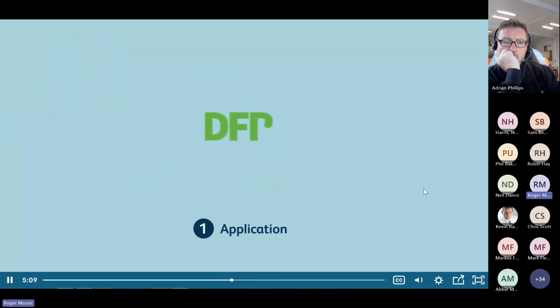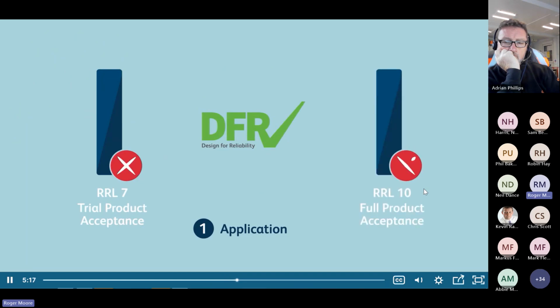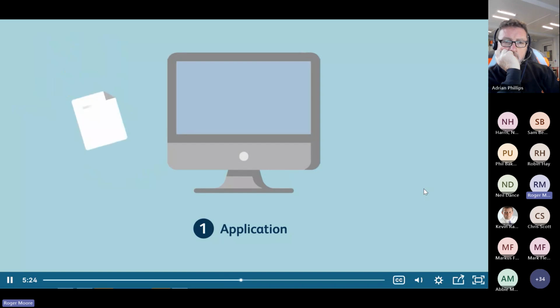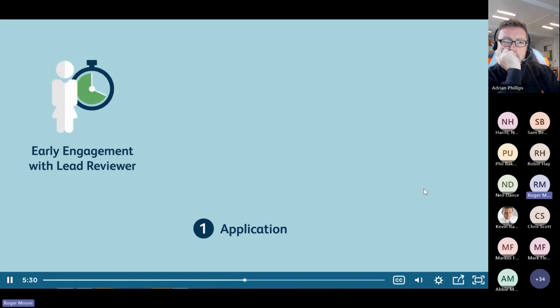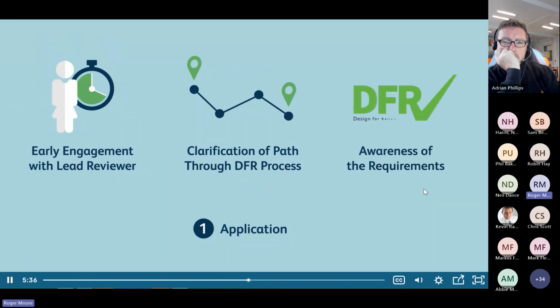If the design for reliability requirements of completing RRL 7 for trial product acceptance or RRL 10 for full product acceptance have not been met, this will delay the time taken to approve the product. In these cases, the application may need to be submitted as a DFR inquiry to gain early engagement with the lead reviewer, clarification of the path through the DFR process, and awareness of the requirements for DFR and product acceptance.